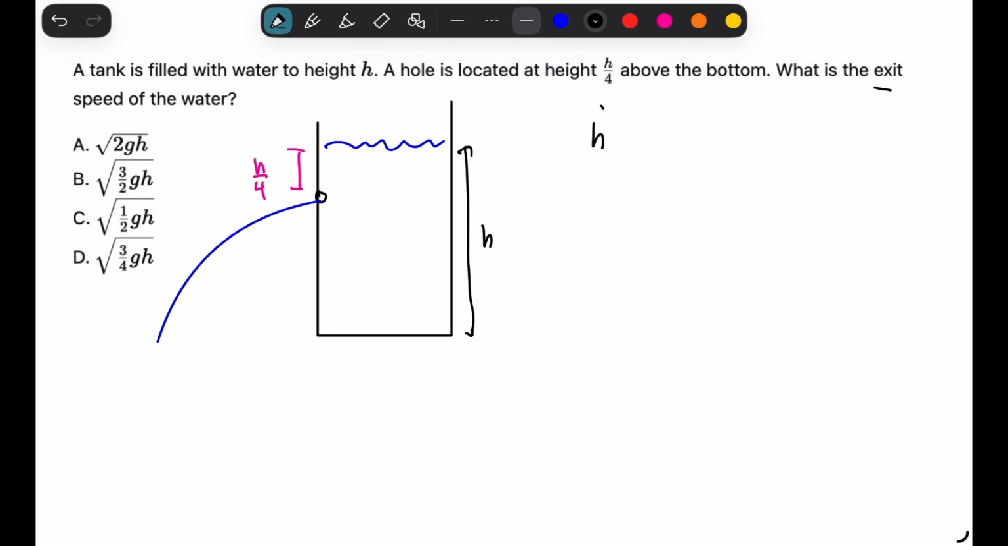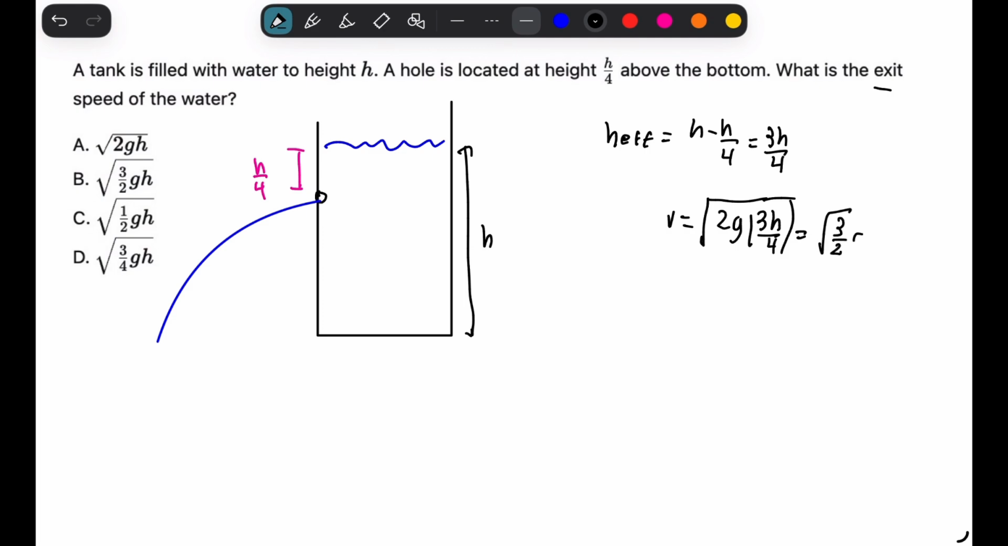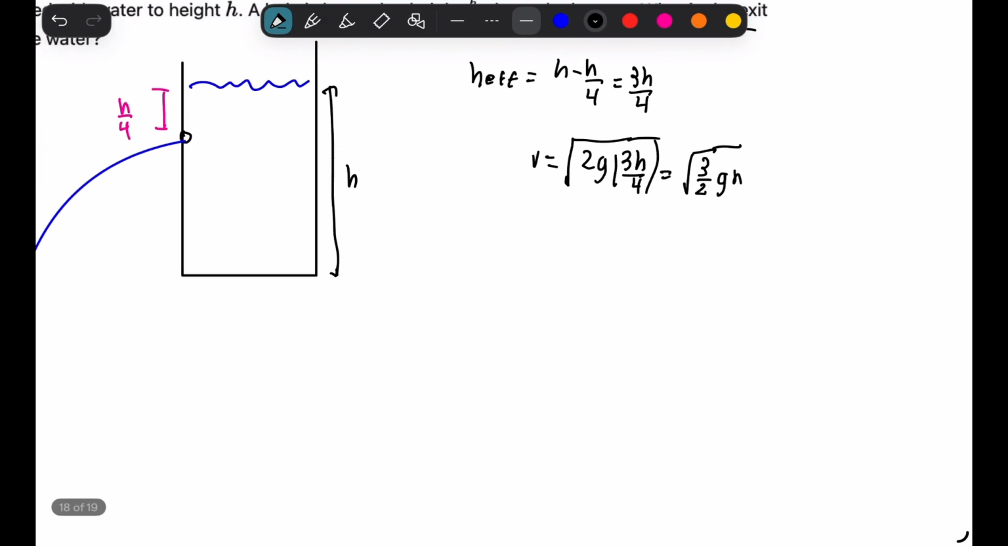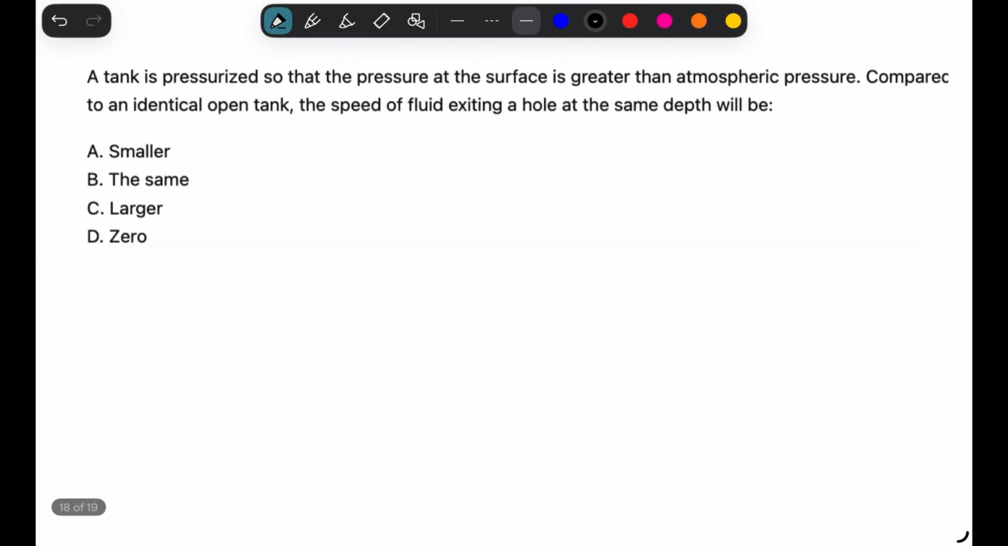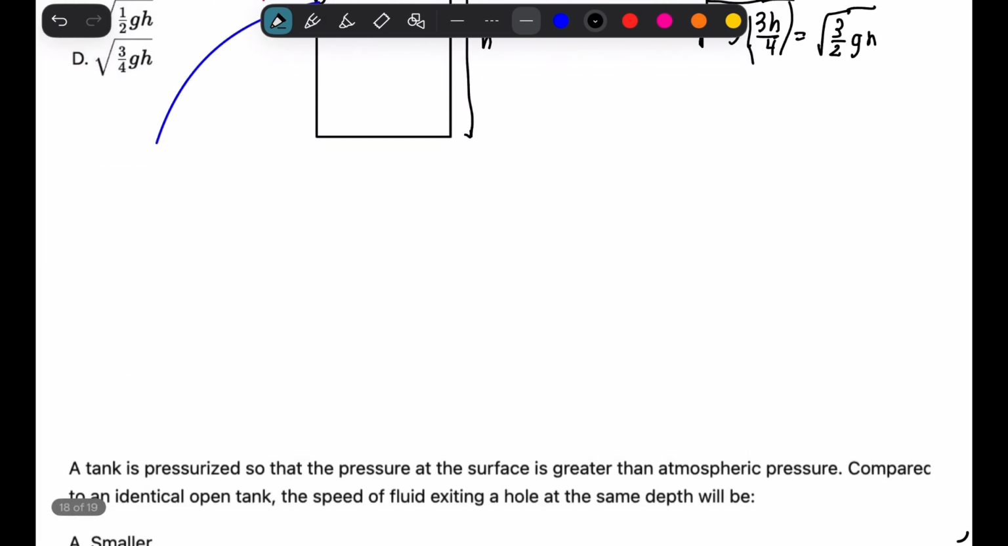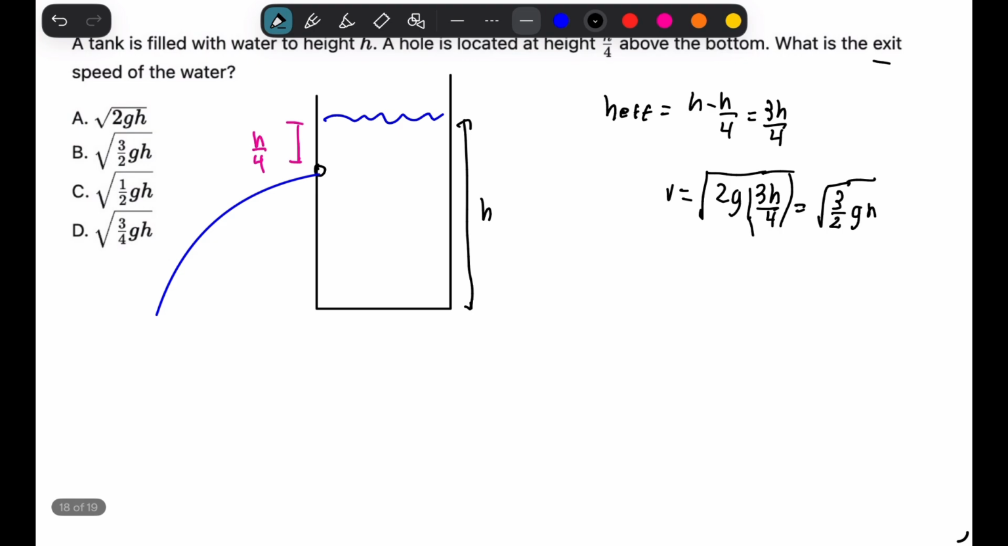So we have to find our effective height. This is going to be H minus H over 4, which is equal to 3H over 4. So V is equal to the root of 2G times 3H over 4, which is equal to root 3 over 2 GH, because we have 3H here. Okay, so for this question, this was option B, by the way.